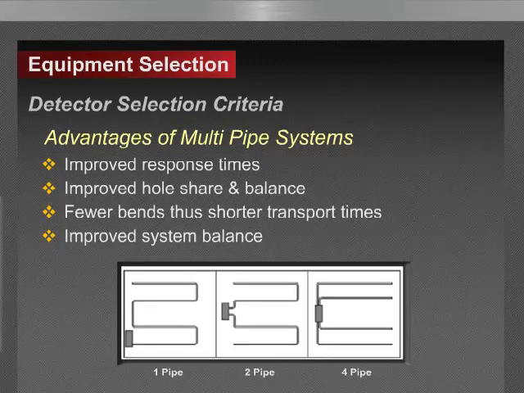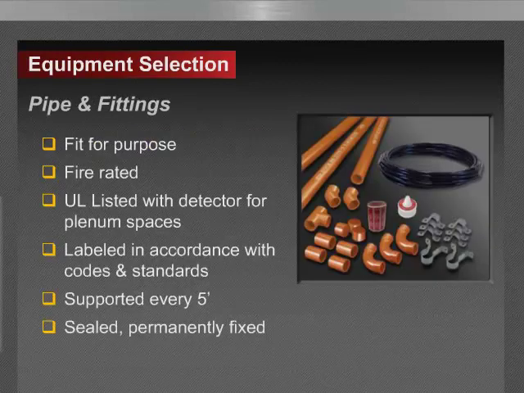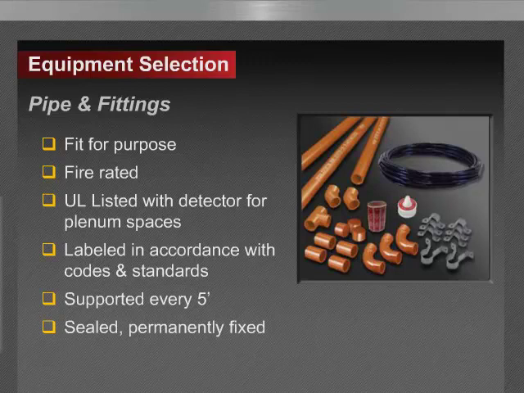You also have to consider pipe and fittings, which form an integral part of an aspirating smoke detection system. Consideration must be given to the type of material, ensuring the material selected is fit for purpose and approved for use by local building codes, and has low flame and smoke spread. When used in plenum spaces, it is plenum rated, dry and listed with the detector, labeled in accordance with codes and standards such as NFPA 72, uses appropriately listed fasteners, and can be sealed and permanently fixed in accordance with codes and standards, again such as NFPA 72.